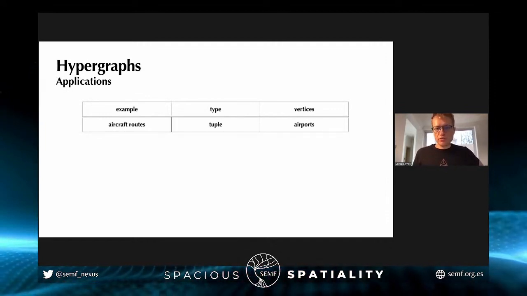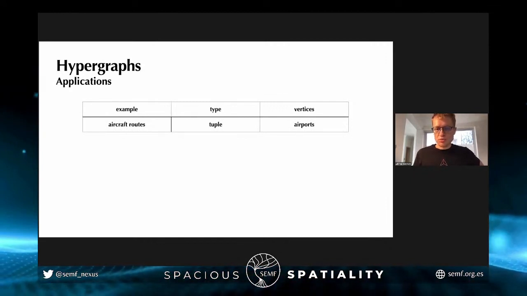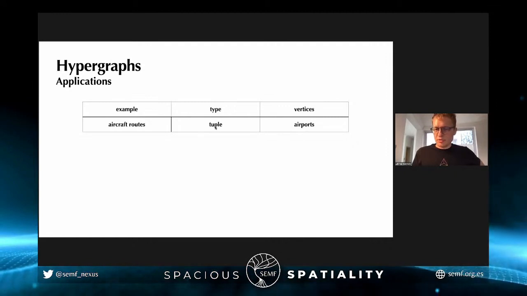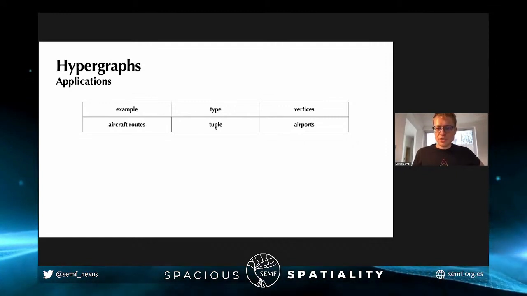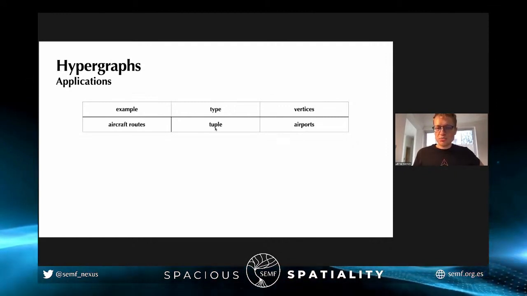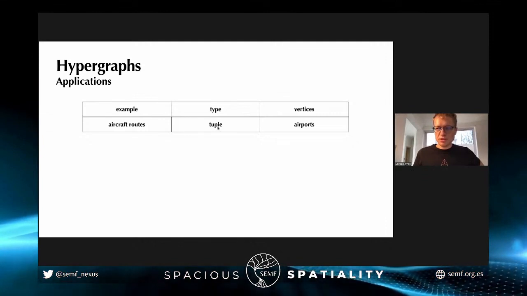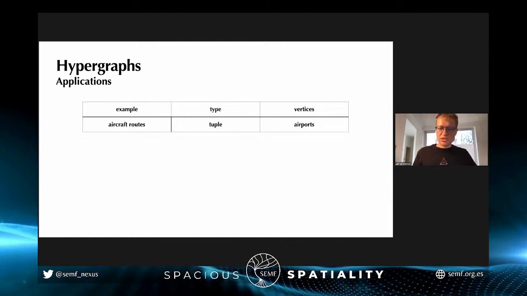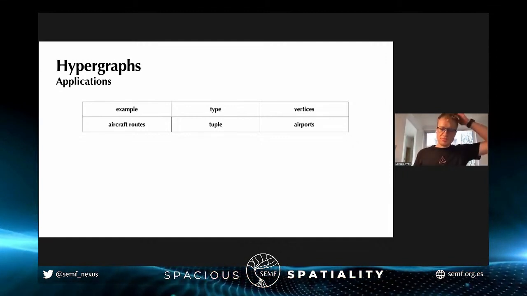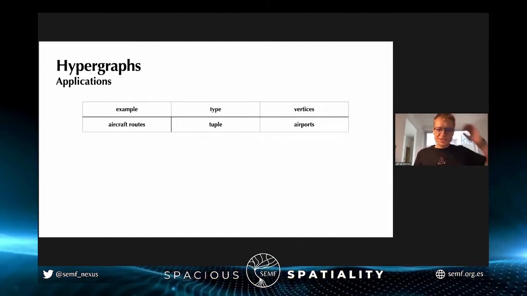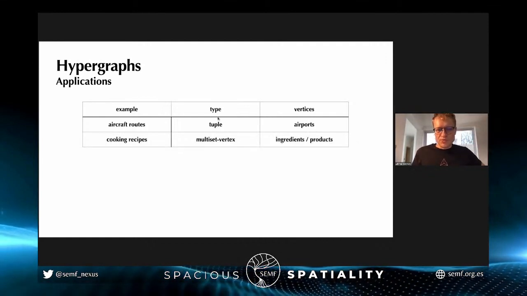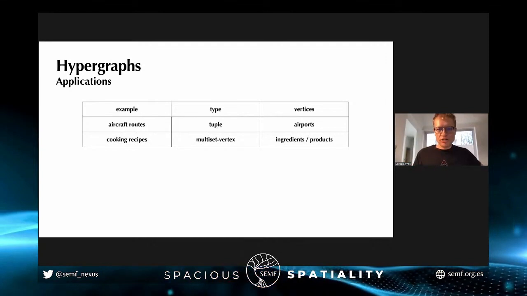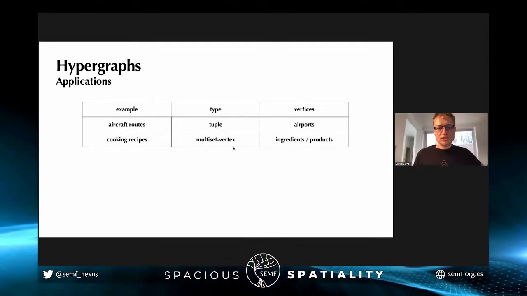We have aircraft routes. As I mentioned, order is important. Now, having thought about this a little bit more, you're typically not going to take off and immediately land at the same airport. So this actually should not be a tuple. It should be an ordered list without repetition, which is a data structure that does exist, but I haven't mentioned before. So maybe you want to put a little question mark over the tuple, a little constraint there. Cooking recipes, multiset vertex, as I mentioned.